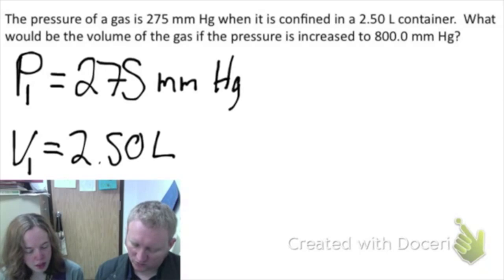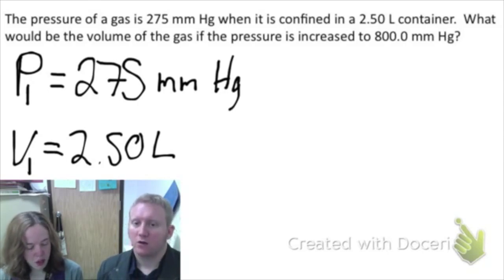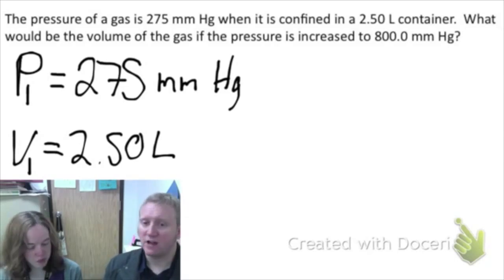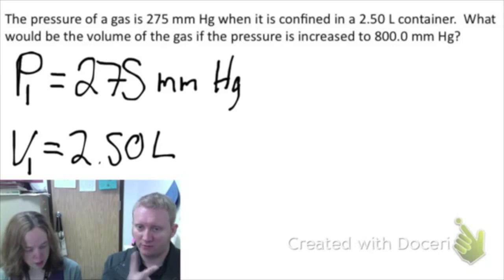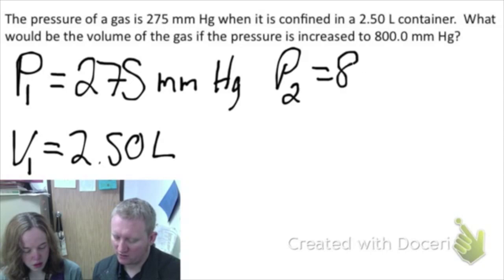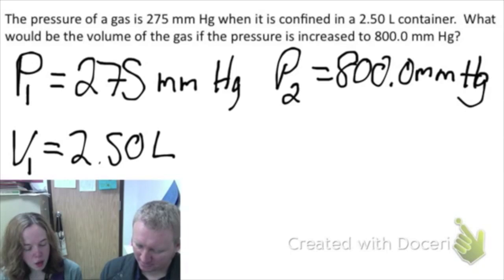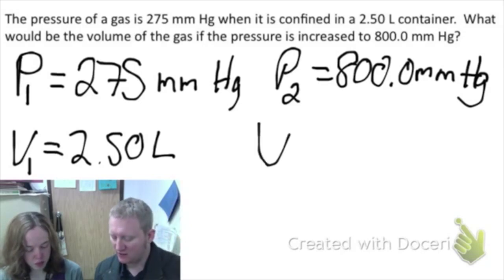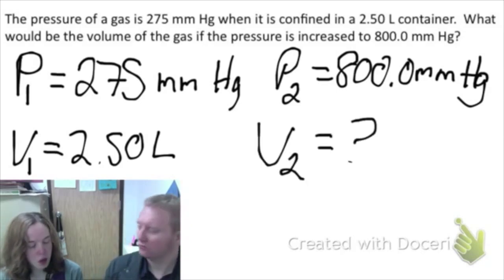Okay. Now, what's the next thing it tells us? What would be the volume of the gas if the pressure is increased to 800 millimeters of mercury? So what's the other thing it tells us? It tells us that the pressure changed. It went up. So that would be the 2? Yeah, that would be our P2. P2 equals 800 millimeters of mercury. All right. And so then what's the other thing it's asking about? It's asking for the volume. If we change the pressure, then that's going to be the V2, which is what we're going to be looking for.